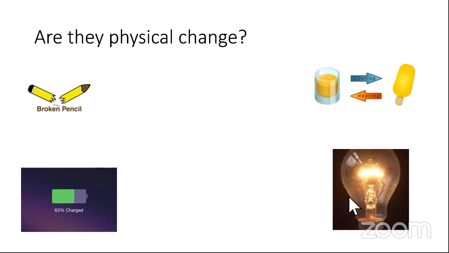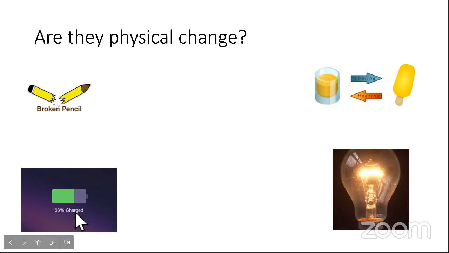How about lighting up a light bulb? Is it a physical change? This is kind of tricky. Yes, it is a physical change, because even though it lights up, there's no new substance created. It is just the light bulb that has been lighted. No new substance created, so it's a physical change.